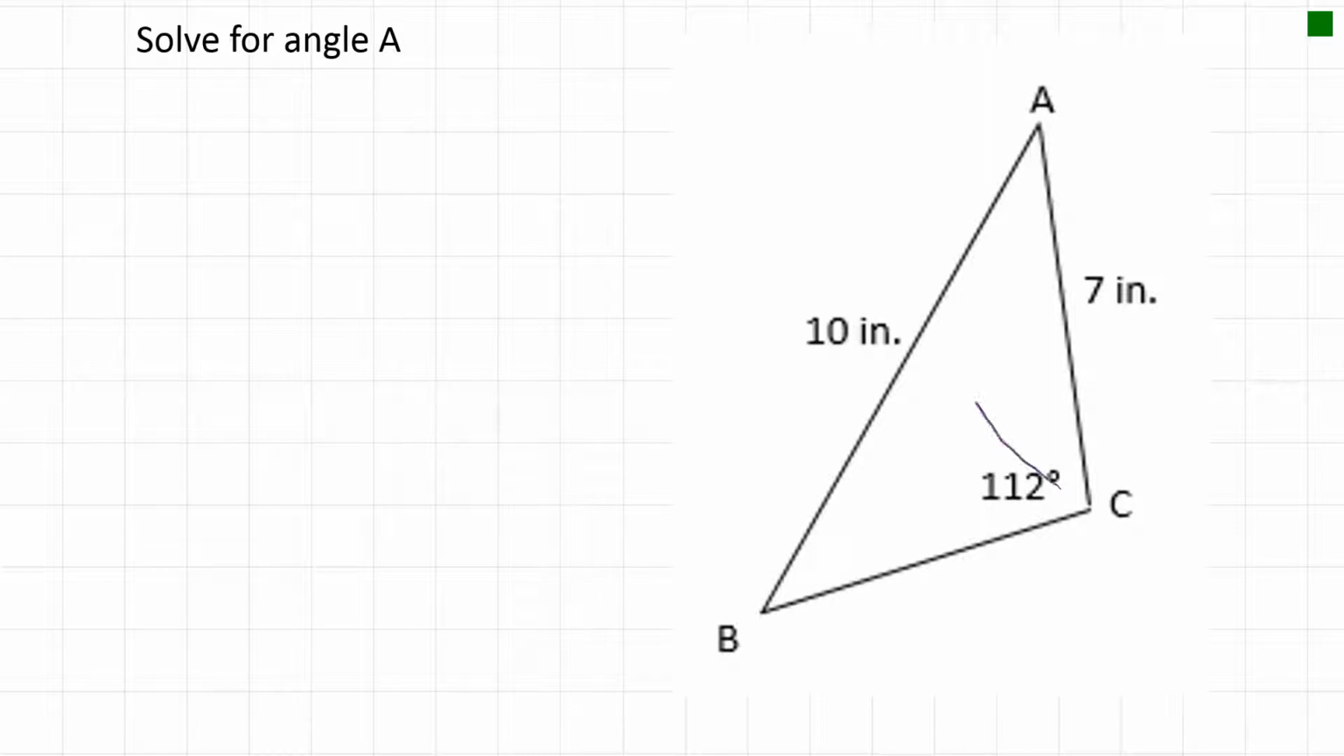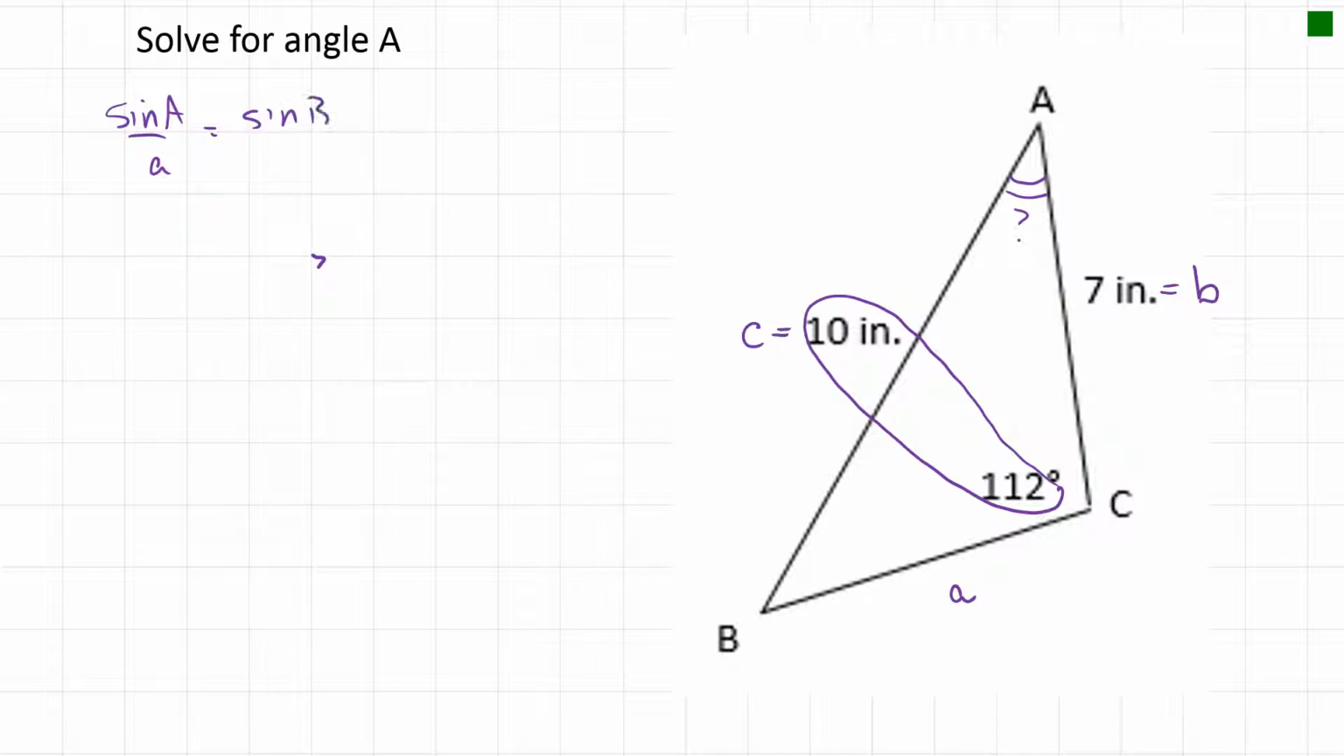Notice we have angle C and its opposite side. This is little c. So that tells you the sine law is what I want. I'm going to label this side as little b, this side as little a. So the question is find angle A. That's the missing bit. So I'm going to set up the sine law. Sine of A over little a equals the sine of B over little b equals the sine of capital C over little c.